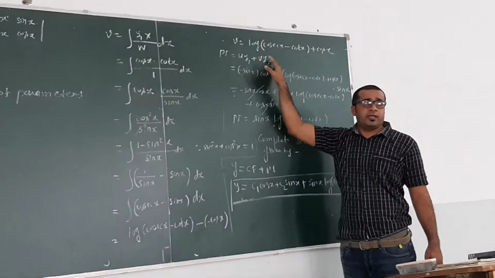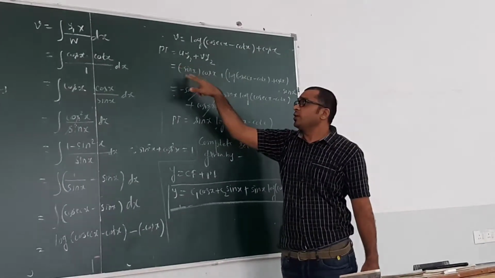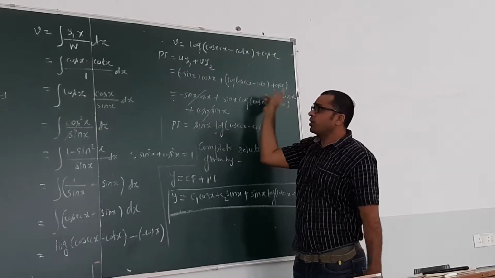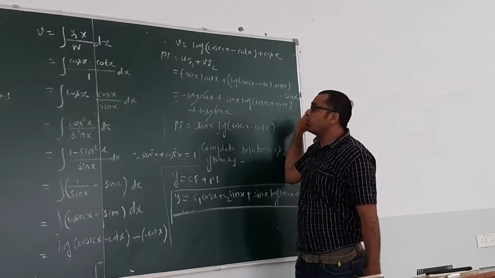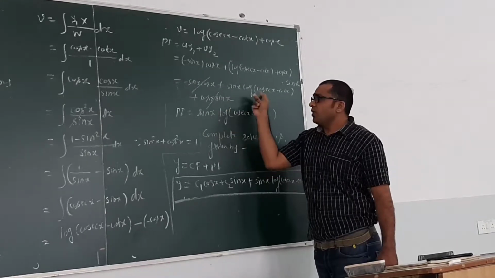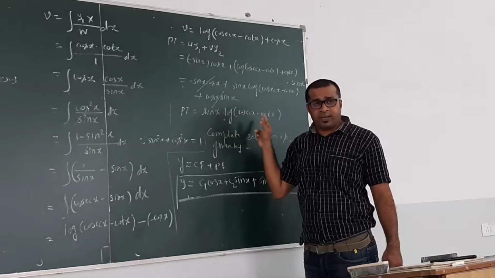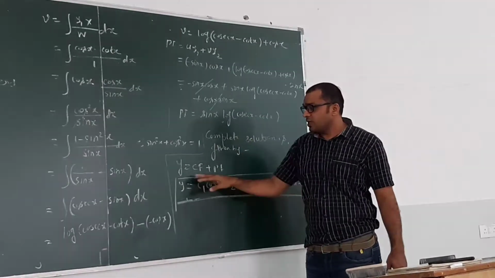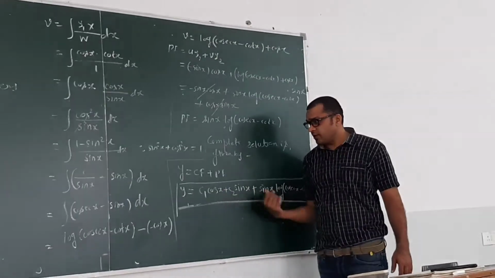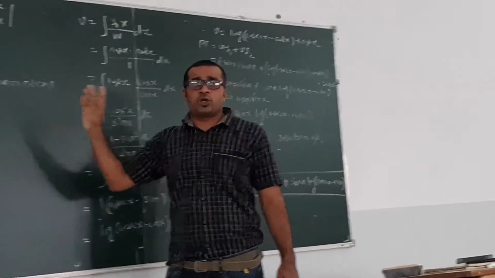And PI is given by u into y1 plus v into y2. So we have all four known things: u we already calculated, y1 we know, v you know, y2 you know. Putting all these values in and simplifying, we open the brackets, and the first term and the last term get cancelled. We are left with sin x into log of cosec x minus cot x. That is our required PI. Then we write the complete solution as y equals CF plus PI, writing the CF and writing the PI. This way we solve the example on the method of variation of parameter.